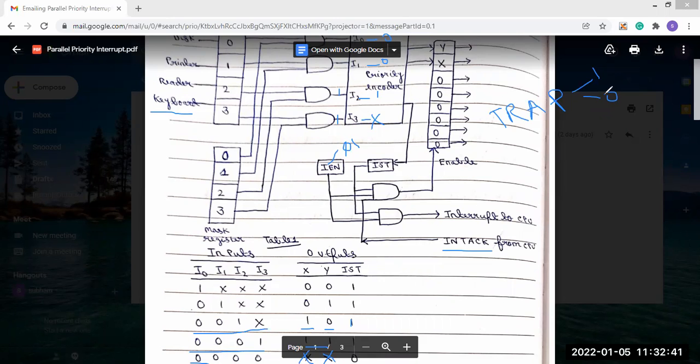That means what? RST 6.5 is what? Highest priority and non-maskable interrupt. And INTR and INTA, already you know that. INTR is the interrupt request. And INTA is what? Interrupt acknowledgement. This is what we have.